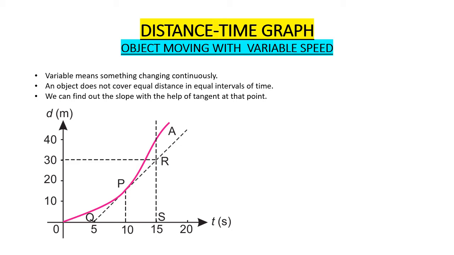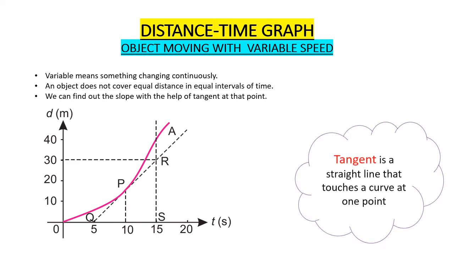Here is the graph where time is on x-axis and the distance is on y-axis. As you can see, the pink line is changing continuously, so the graph is variable.